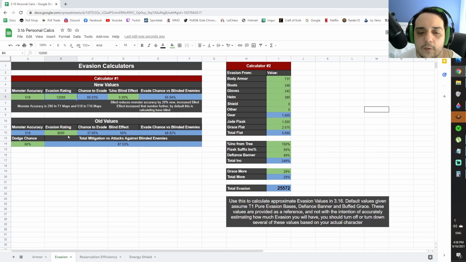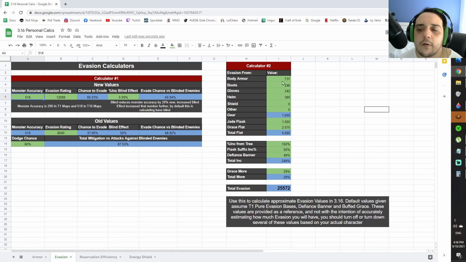A reminder that the green boxes are the values you want to change, and the blue boxes are the ones that are calculating information for you. As you can see here, the monster accuracy is being attained from this cell, so if you want to calculate for tier 1 on the old values, you just need to change to this cell.